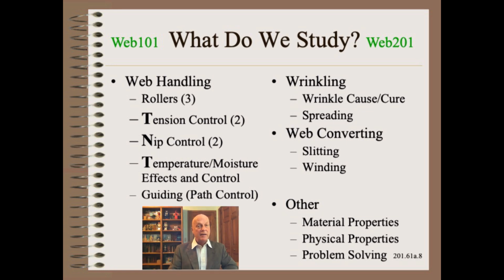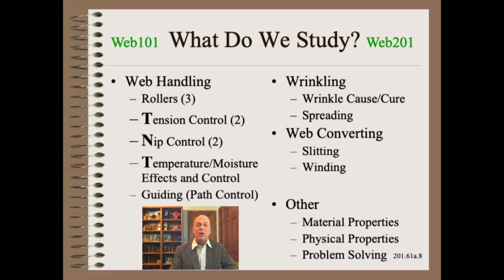So what does it take to be a good web handler? These are the subjects that are taught in my award-winning and trademarked Web 101 class that has been taken by about 5,000 students. We first start with rollers, the building blocks of our machines. Then we move from mechanical to controls topics. 3 of the big web handling controls are called the TNTs. These are tension, nip, and temperature, or moisture in the case of materials such as paper. Then we follow with guiding.